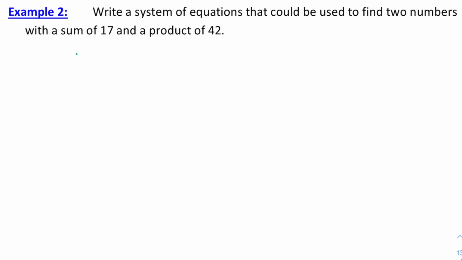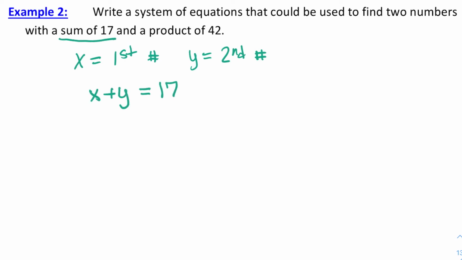One more where we are just writing a system of equations that could be used to find two numbers that have a sum of 17 and a product of 42. So I'm just going to let x and y be my first number and my second number. I don't really know anything about them. The two numbers have a sum of 17, which means they should add up to 17, and a product of 42, which means they multiply to 42. And that's it.